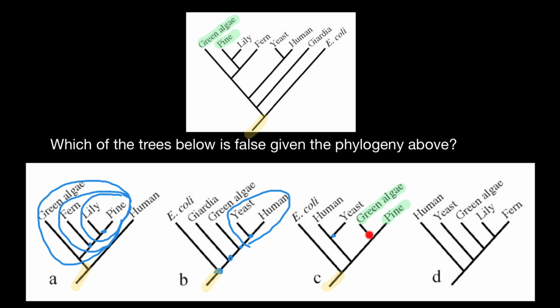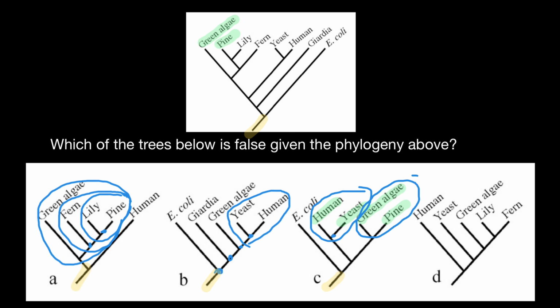And this clade here, if we go down to the root, is going to have a recent common ancestor with human and yeast. If we go down from pine and green alga, the next recent common ancestor is going to be with yeast and human. Exactly what we see here. Yeast and humans would make another clade. So let me circle it also. And this is going to be one clade here, another clade here.